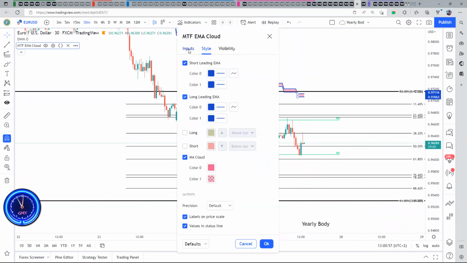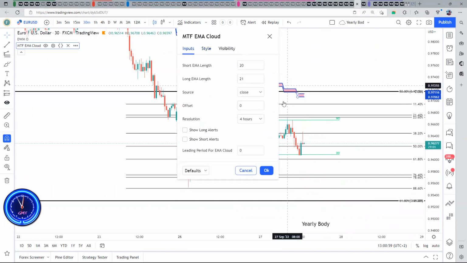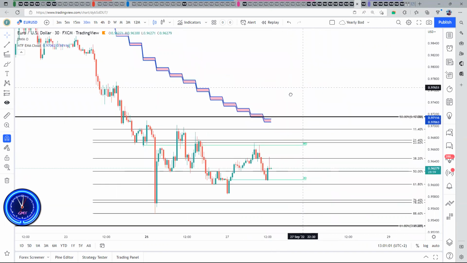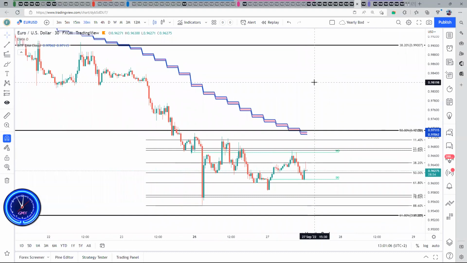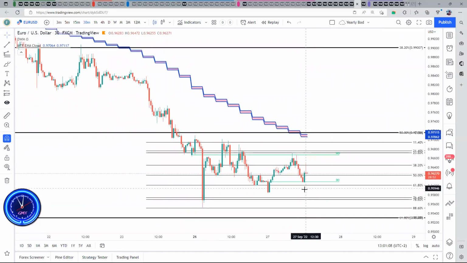Let me double check that it's the 4-hour. Yes, it's the 4-hour coming there. So that's what we could have. And concerning the weekly, sorry, if we can really close in this area before the end of the week, we could push up to this 38.2 at 0.99 for the monthly quarterly close.